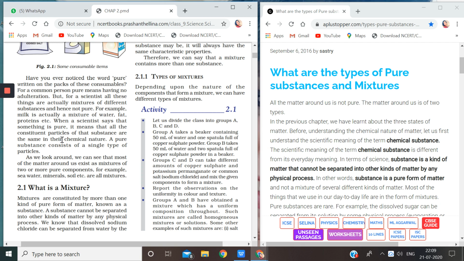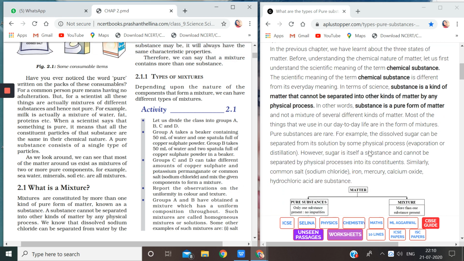Suppose there are 100 particles in a spoon of sugar. All 100 particles will have the same formula, the same chemical nature. Then only it is considered a pure substance. Okay, children, I hope I am clear with what a pure substance is. Now see the next paragraph.